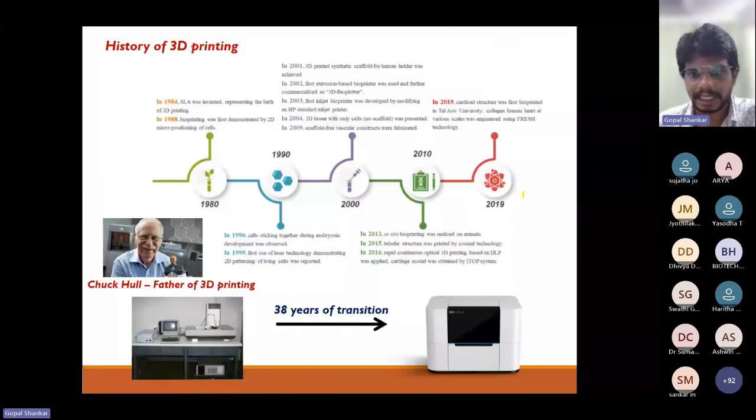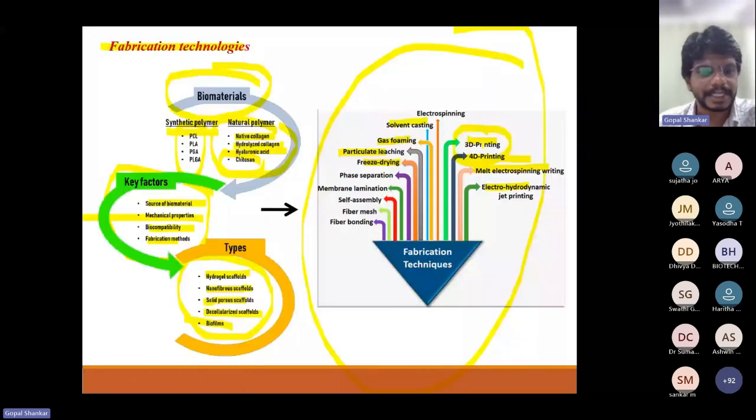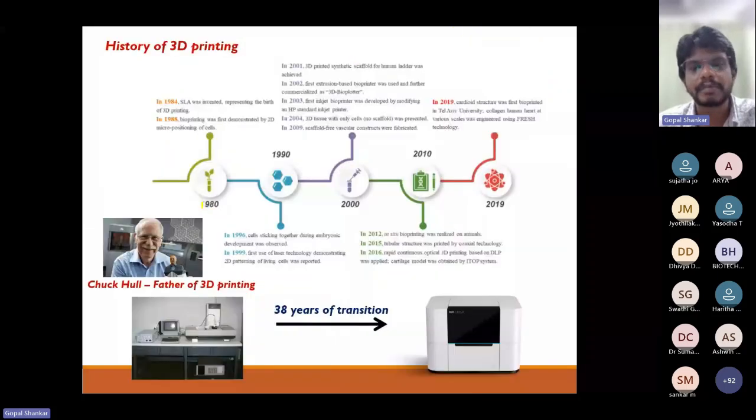So as I talked about 3D printing, now let's talk about what is 3D printing. So 3D printing is basically a machine that will print structures trying to mimic the body parts. So what is the history of this 3D printing? The first 3D printing that was discovered, or I would say invented, is in 1984. That was invented by Chuck Hull. He's basically called the father of 3D printing. It is basically an SLA model. SLA is nothing but stereolithography.